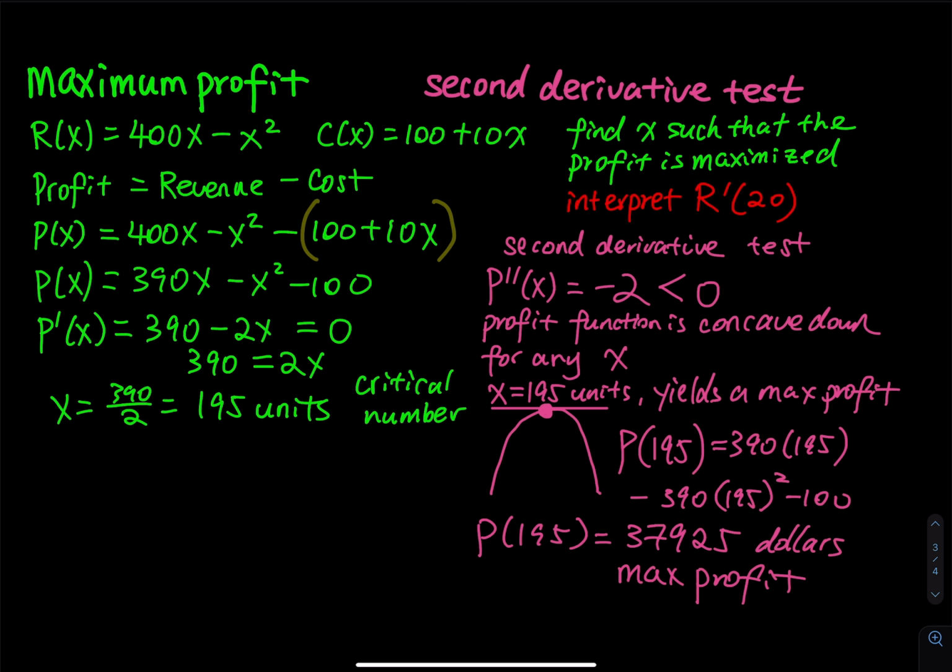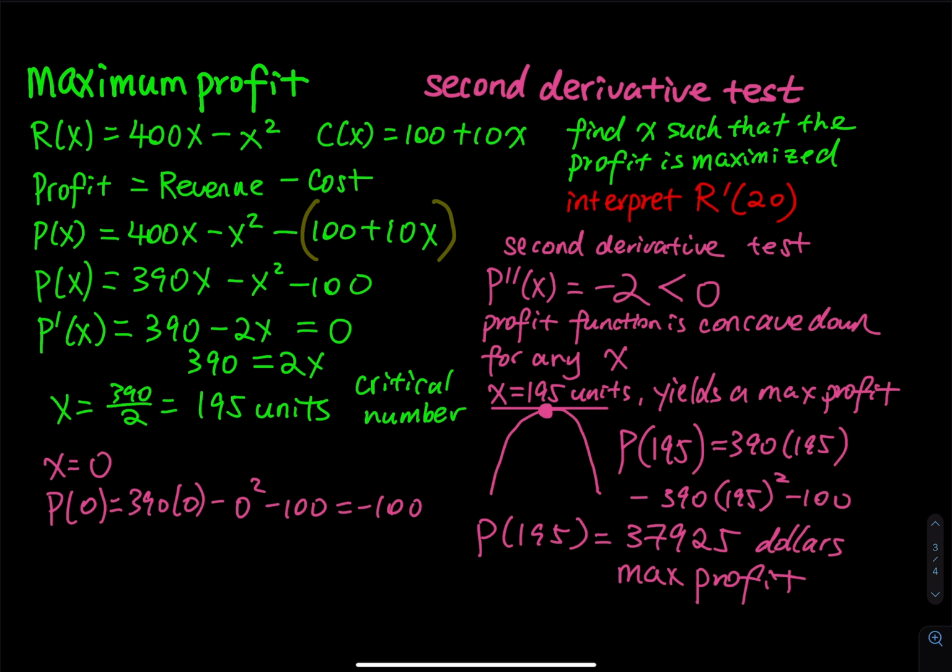If you want to consider the lower bound, x equals 0, let's do it anyway. What happens when x equals 0? You will actually get a negative profit. So P of 0 is 390 times 0 minus 0 squared minus 100. So that is equal to negative 100. So that doesn't give you any maximum profit. In fact, you are losing money if you produce no units or if you do nothing.